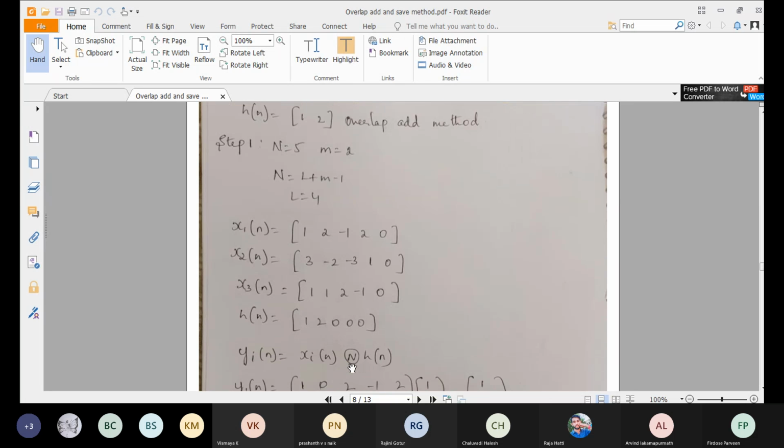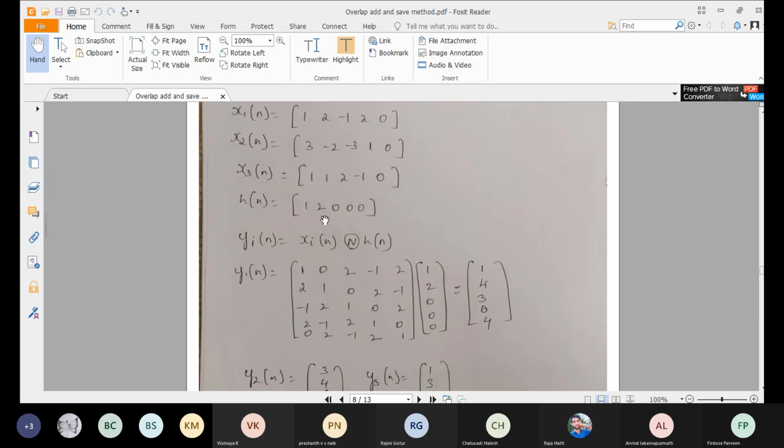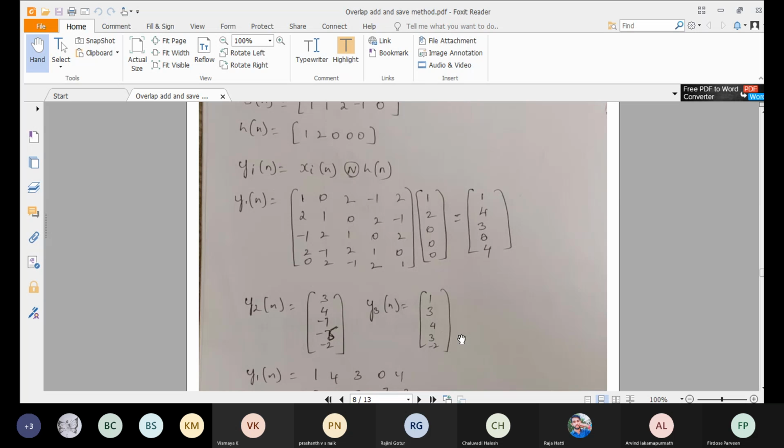Next you have to do the circular convolution, the same as what we have done in the overlap save method. In that we will take 1, 2, minus 1, 2, 0 like this. Again we will circular shift, again from here we will do a circular shift like this. So multiply it. So what will you get? You will get y1 of n. In the same way you will get y2 of n, and in the same way you will get y3 of n.